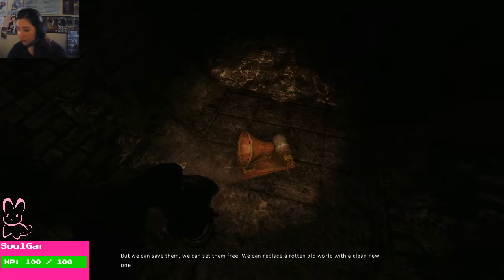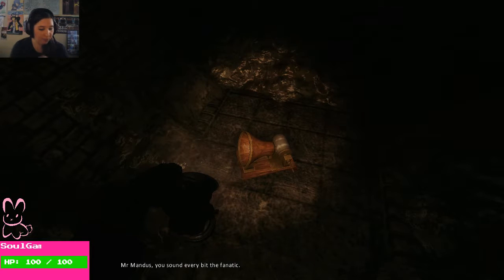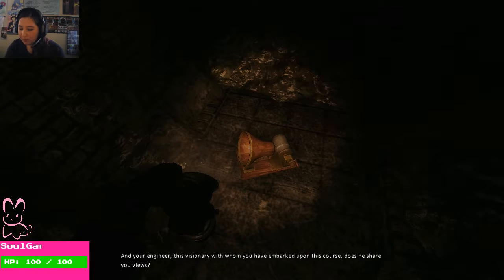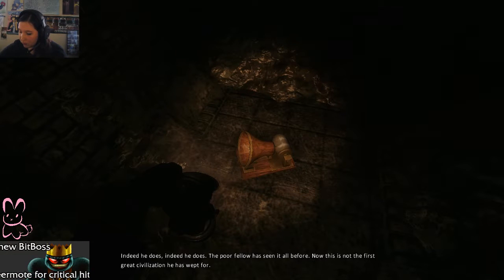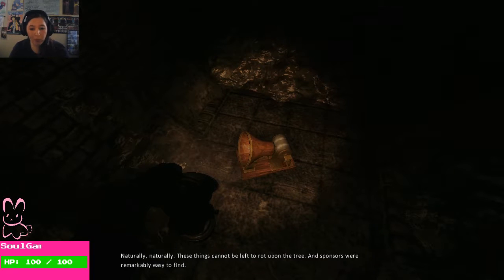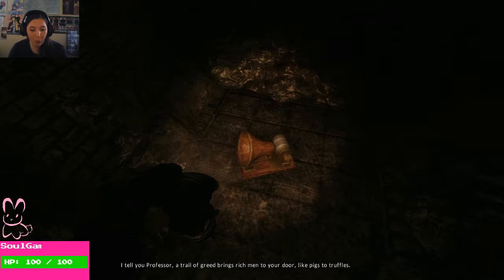But we can save them. We can set them free. We can replace a rotten old world with a clean new one. Mr. Landis, you sound every bit the fanatic. Well, how can I be otherwise, Professor? How can any man of ethics simply stand by and watch this world drown in its own excrement? And your engineer, this visionary with whom you have embarked upon this course, does he share your views? Indeed he does. Indeed he does. The poor fellow has seen it all before. Now, this is not the first great civilization he has wept for. And so you set about things immediately upon your return? Naturally. These things cannot be left to rot upon the tree. And sponsors were remarkably easy to find. I tell you, Professor, a trail of greed brings rich men to your door like pigs to truffles.